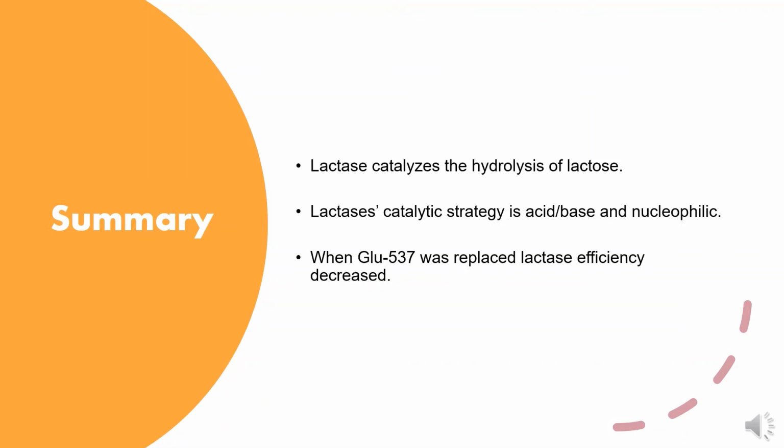In summary, lactase catalyzes the hydrolysis of lactose. Glutamate 461 is an acid catalyst at the active site of lactase, and glutamate 537 is a covalent nucleophilic catalyst at the active site of lactase. In an experiment performed, when glutamate 537 was replaced with another amino acid residue, lactase efficiency decreased.